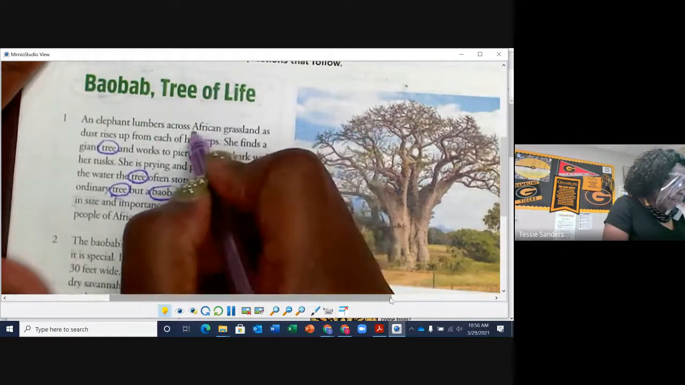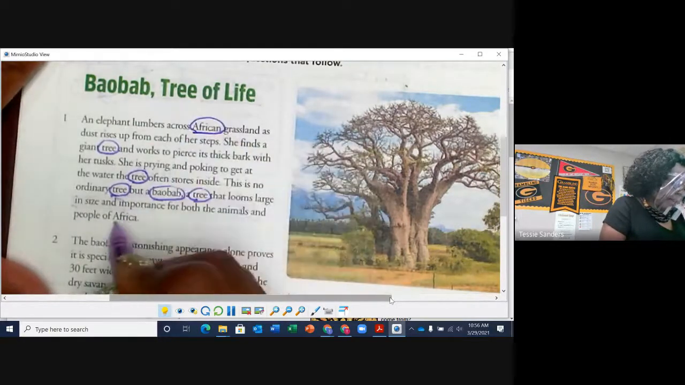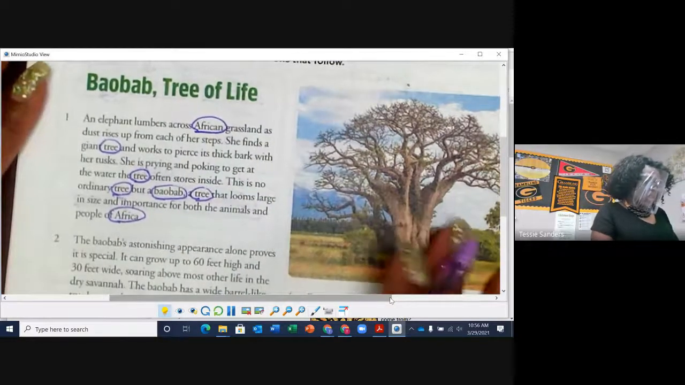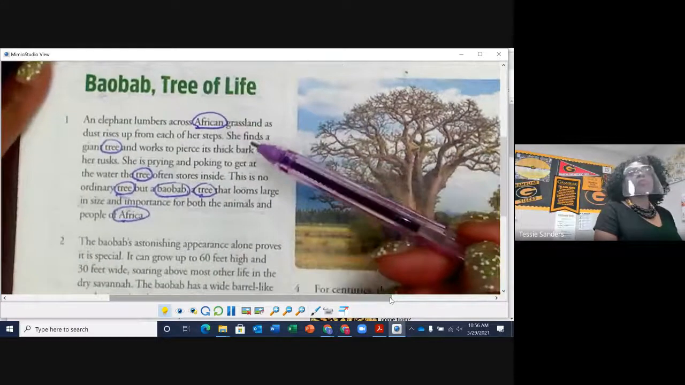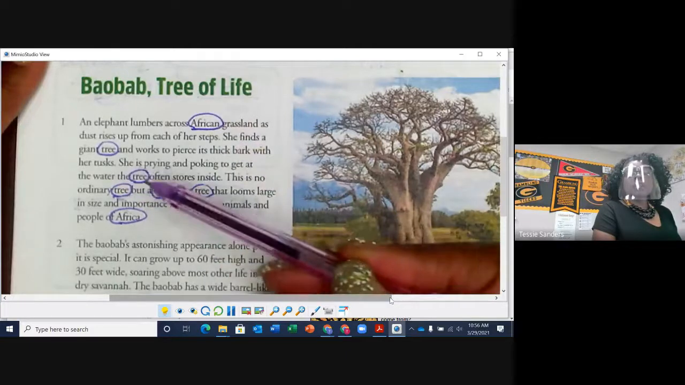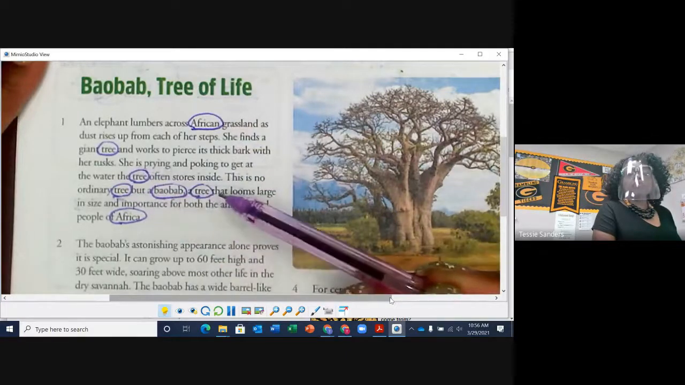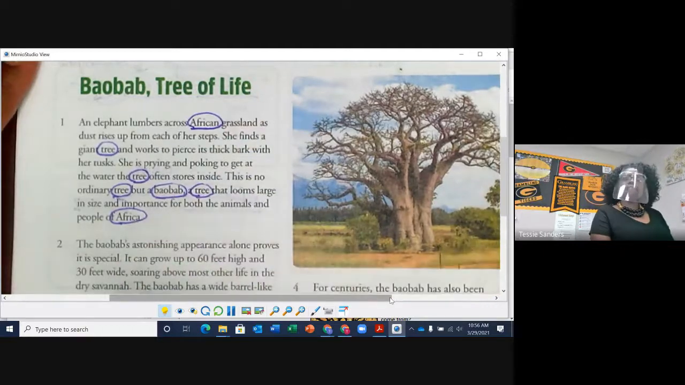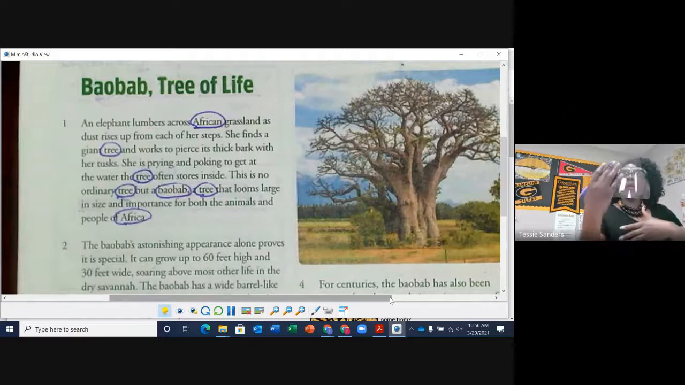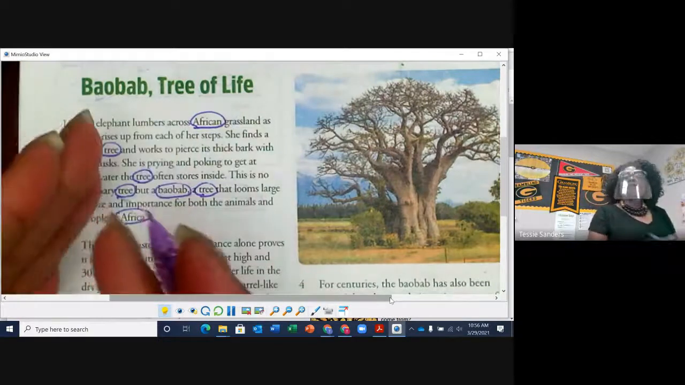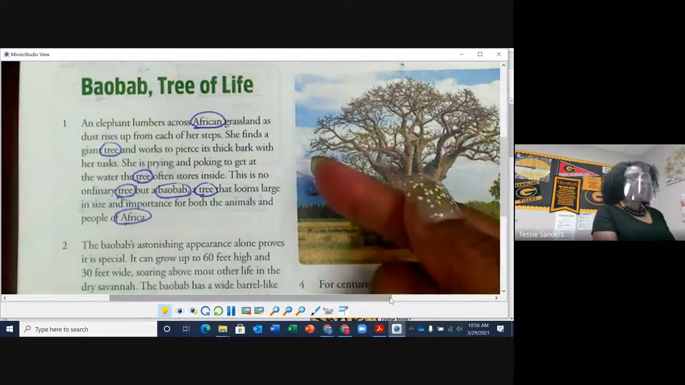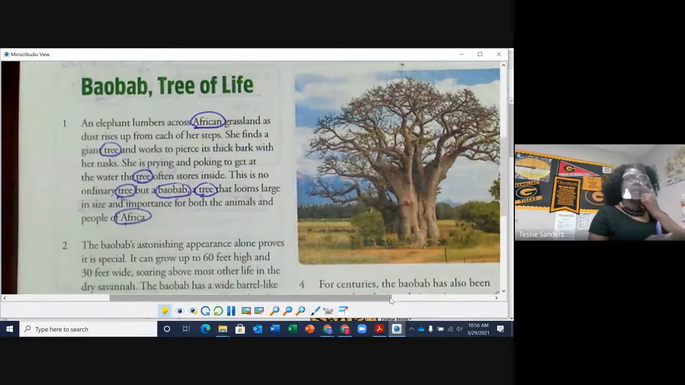I see African and I see Africa. So let's take a look at what we've circled quickly. Read aloud, read. African, tree, tree, tree, Balboa, tree, Africa. The Balboa must be an African tree found in... so is that what paragraph 1 is going to be about? Yeah. Well, let's check it out.